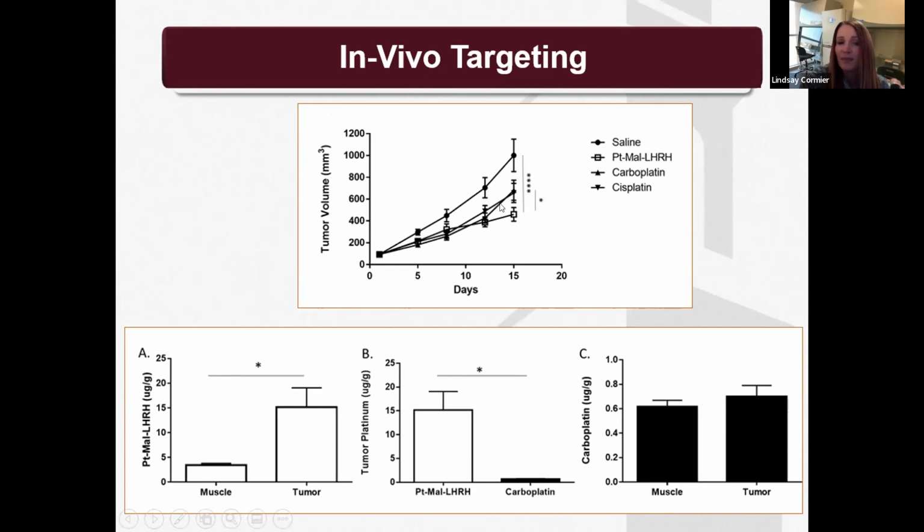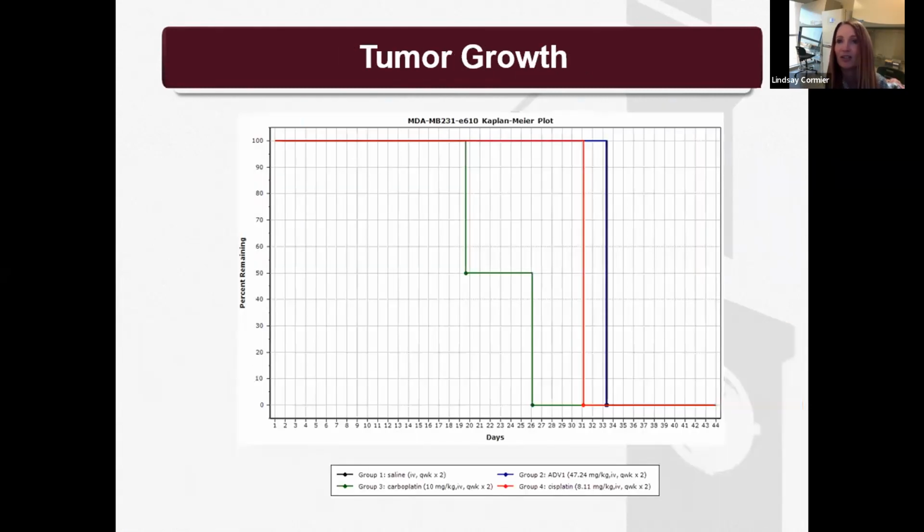Now, in the lower panels, A, B, and C, what we've done is we've taken tissues out of these animals. And in panel A, we see our platinum drug is getting more targeting and uptake in the tumor compared to the skeletal muscle. And if we compare this between tumors, we can see more of our platinum drug gets in compared to carboplatin within the tumor tissue. And then you can see here in panel C that there is a lack of targeting with carboplatin, because it's about similar in the amount that gets into skeletal muscle that does not overexpress the LHRH receptor.